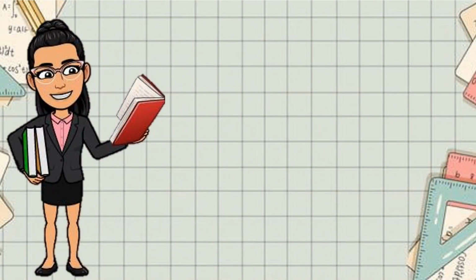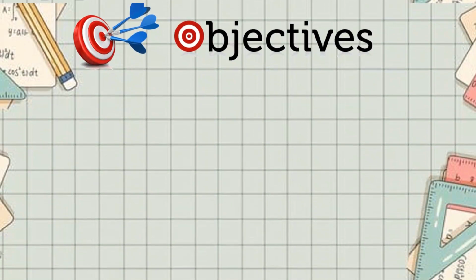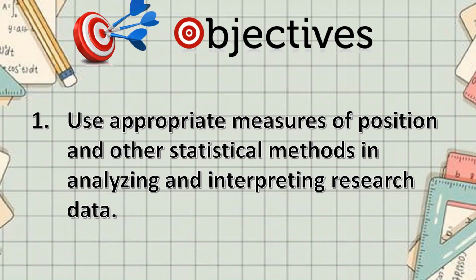Our lesson for today is using appropriate measures of position and other statistical methods in analyzing and interpreting research data. The objectives of our lesson is to use appropriate measures of position and other statistical methods in analyzing and interpreting research data.